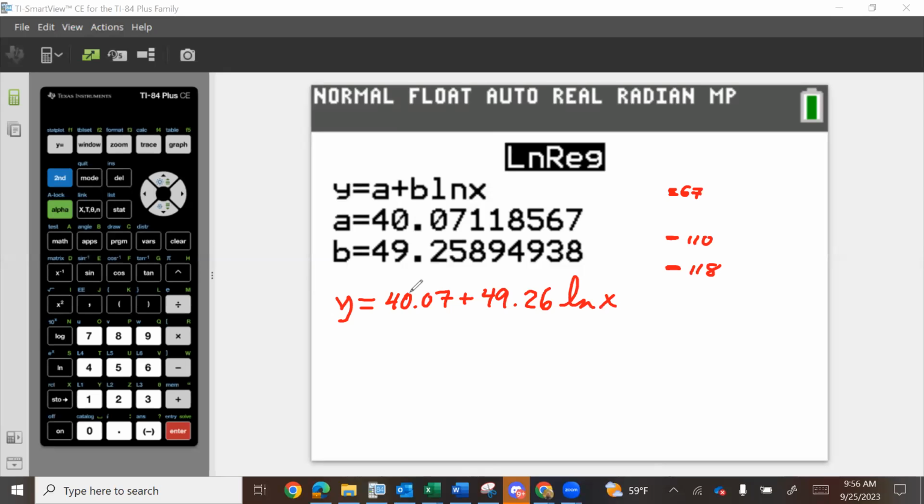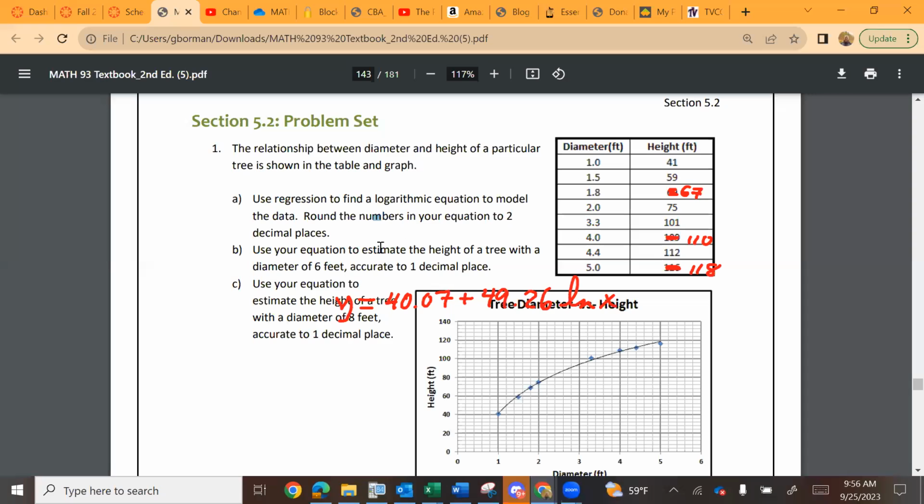I've got to turn that off and go back to here. So that's part A. Part B, use your equation to estimate the height of a tree with a diameter of 6 feet to 1 decimal place. There, I read it first time. They're giving us diameter. Diameter is an x value, on the left. They want us to find height, which is on the right. That's a y value. So we're just going to plug 6 in for x, like we always do.